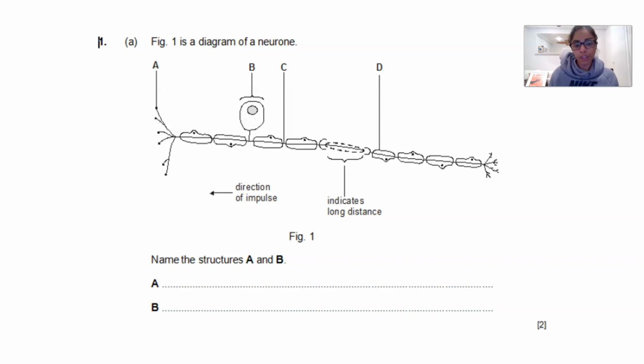In this question, you might look at this and think very quickly, that's obviously a sensory neuron. So therefore, this side must be the presynaptic neuron side. But if you look at the direction of the impulse, this gives you a clue as to which side is the dendritic side and which side is the axon. So you should have noticed that the direction of impulse moves from dendrite to axon fiber. So A would be an axon terminal and B is the cell body.